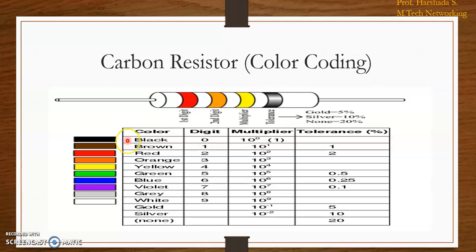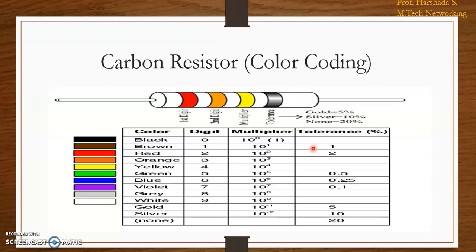ठीक है ना? So I already told you the shortcut or the trick to remember this color coding. The color coding shortcut is BB Roy of Great Britain, very good wife, wearing the gold and silver necklace. I sent the snapshot of this trick to your group. ठीक है ना? So the digit for black up to white is 0 to 9. Gold and silver here are the tolerance, so these two colors do not contain any digits. ठीक है ना? Then multiplier and the tolerance.